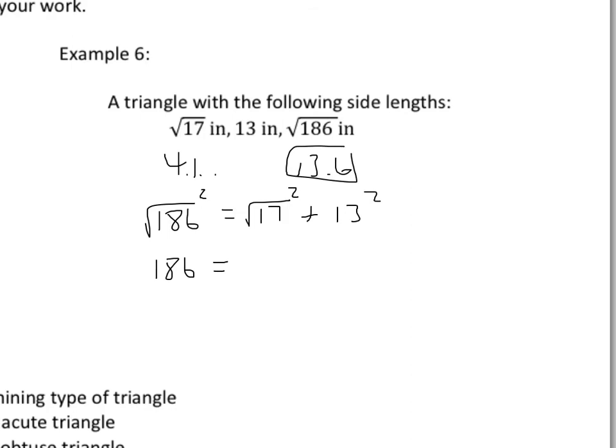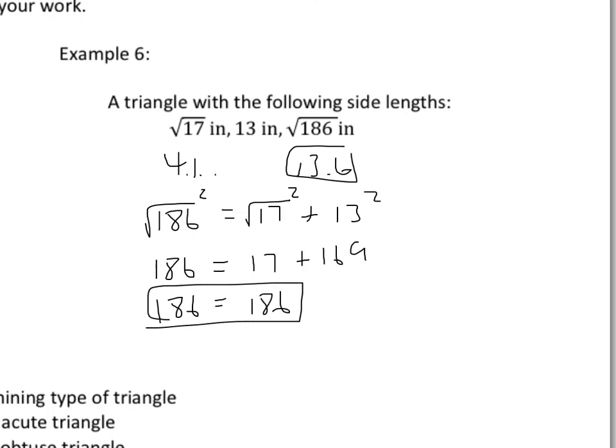Root 17 squared is just 17, and 13 squared is 169. We add them together, and we get 186. This is a true statement, so we can conclude, yes, it is a right triangle.